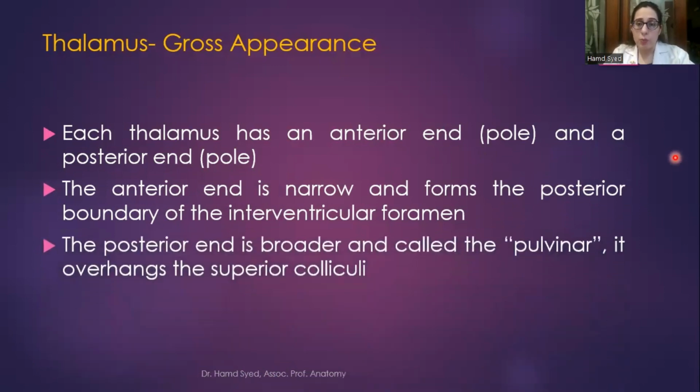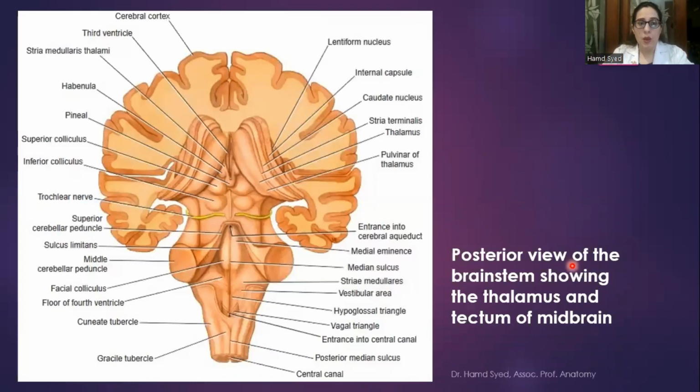Whereas the posterior end is broad, and that is known as the pulvinar. And remember, the posterior end, that is the pulvinar of the thalamus, overhangs the superior colliculi. So here is a posterior view of the brainstem, which is showing us the thalamus. So here, if you follow the laser pointer, you can see these are the paired thalami, and their posterior end, which is shown over here, that is the pulvinar. It partially overhangs this area of the brainstem, that is the uppermost part of the brainstem, which is the midbrain, and here are the superior colliculi.